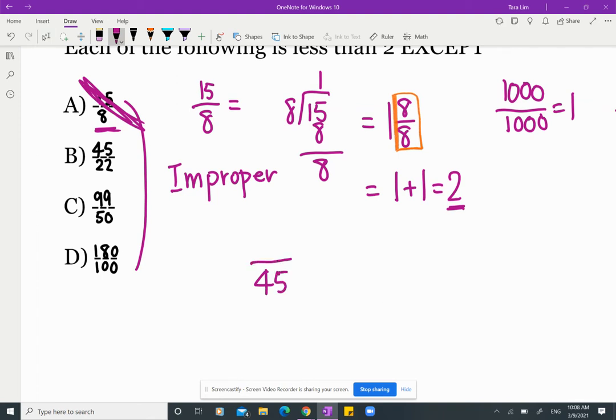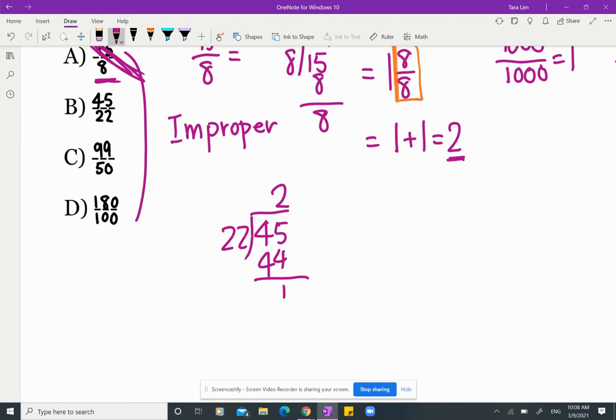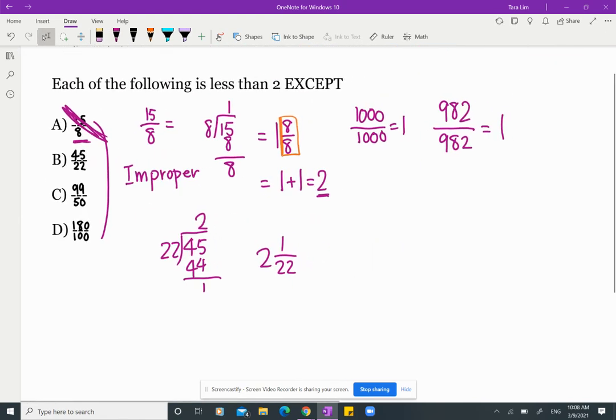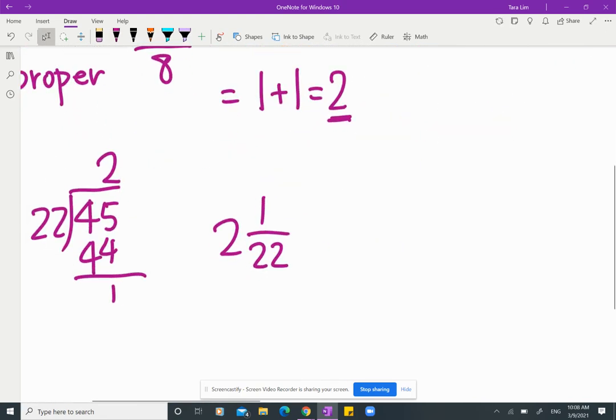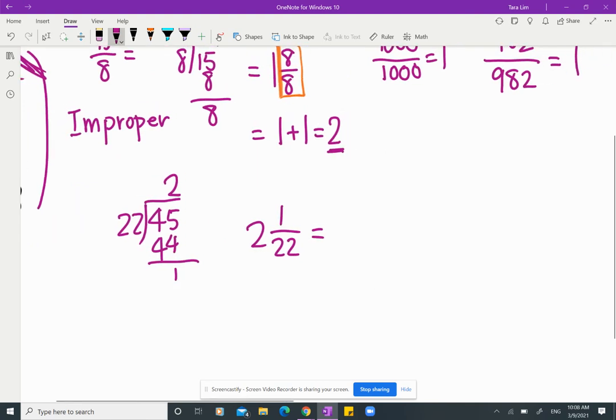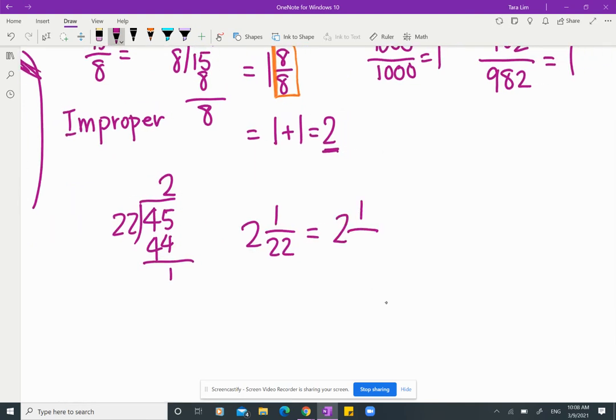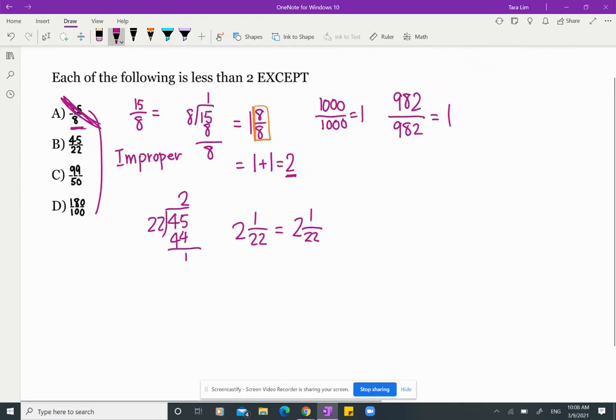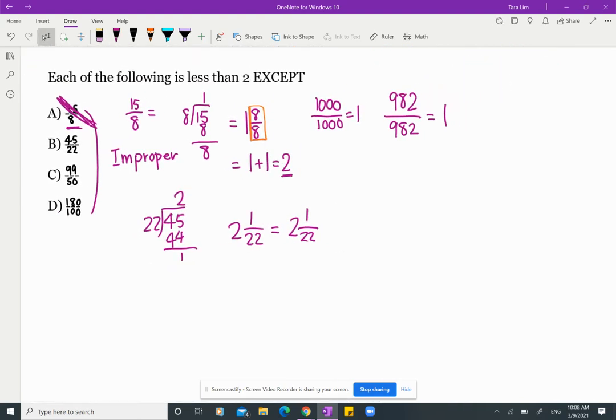45 divided by 22. Now that gives us 2 because 22 times 2 gives us 44, and 44 is less than 45. Now we subtract them, that gives us 1. So 2 and 1 over 22. As you can see, we've already calculated the answer because this is greater than 2. 2 and 1 over 22 is greater than 2.